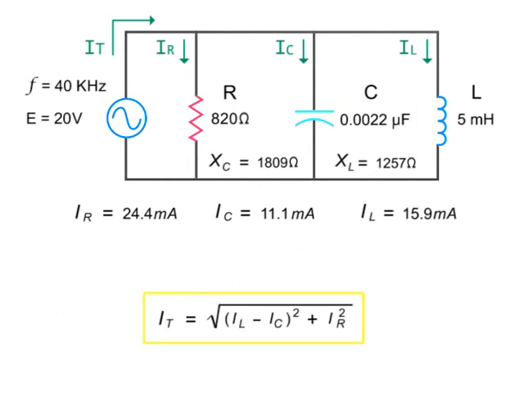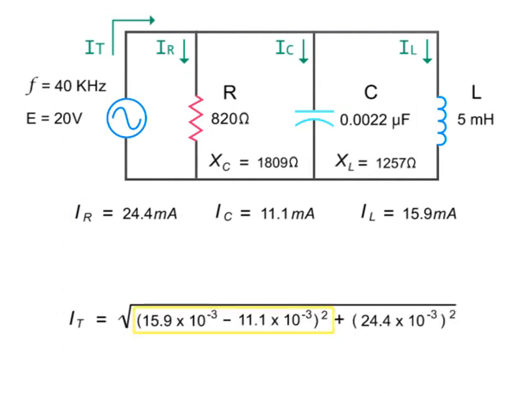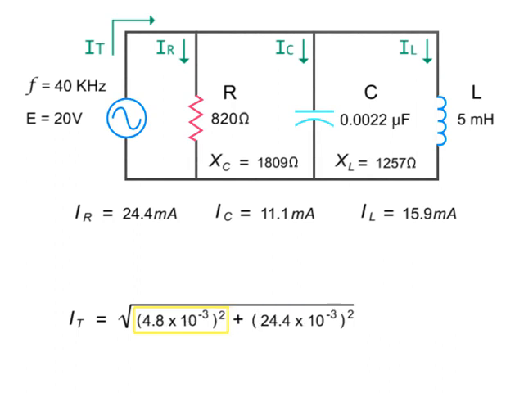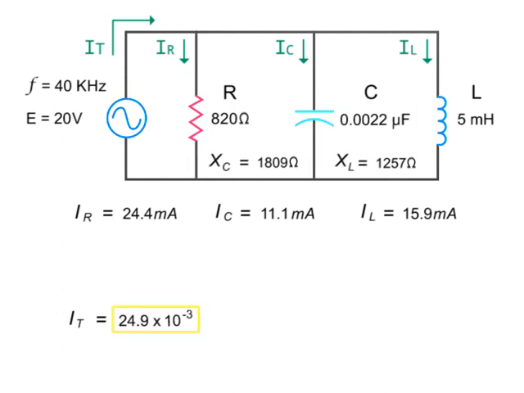To calculate the total current through a parallel circuit, take the square root of the current through the inductor minus the current through the capacitor, squared, plus the current through the resistor squared. Thus, taking the square root of 15.9 milliamps minus 11.1 milliamps, squared, plus 24.4 milliamps squared gives a total current of 24.9 milliamps.